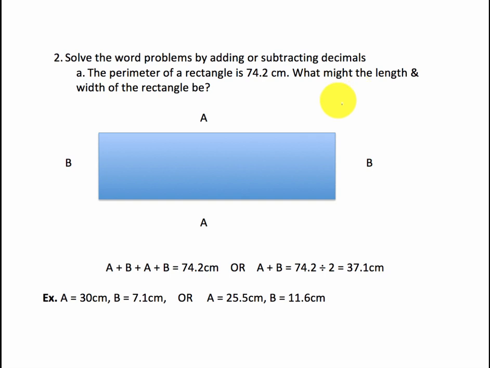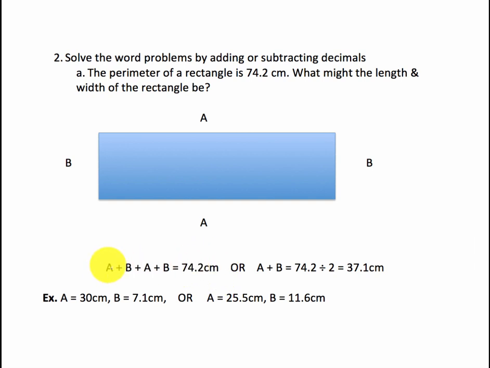But the way that you solve it, you can draw a rectangle, and we'll call this side A and this side B. If the length here is A, then down here this is also A, and if the width is B, then over here this will also be B. And for perimeter, remember that's the distance around a shape. So to find the perimeter of this rectangle, I'm going to go A plus B plus A plus B. So I have a little equation down here, A plus B plus A plus B, and it needs to equal our total perimeter of 74.2 centimeters.